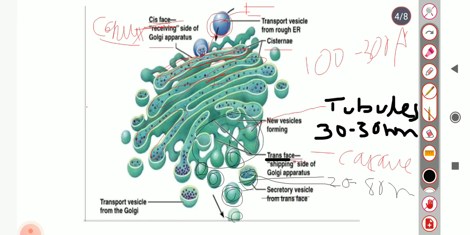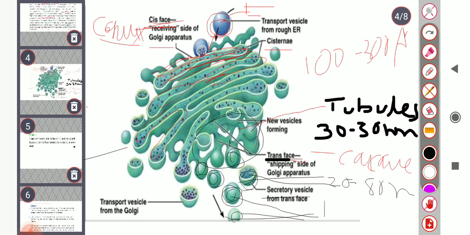Golgian vacuole contains amorphous or granular substance. Inside the Golgian vacuoles, there is amorphous or granular substance. Some of the Golgian vacuoles function as lysosome. Some of the Golgian vacuoles also function as lysosome. This is all about the structure of Golgi body.